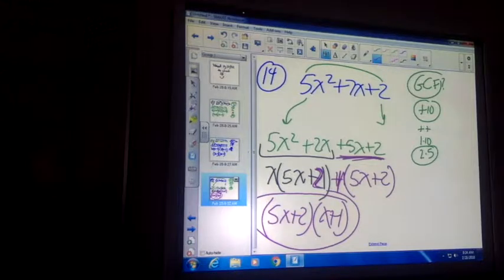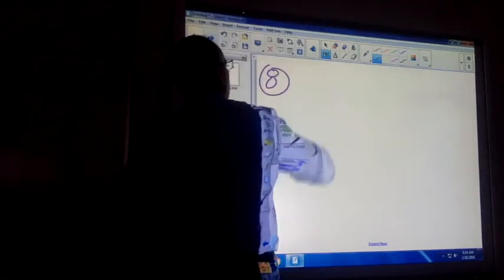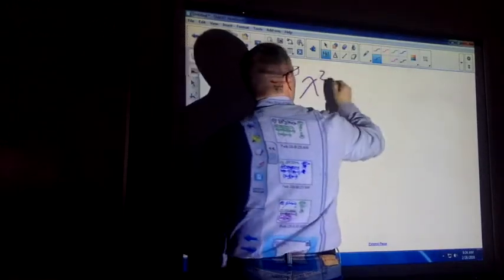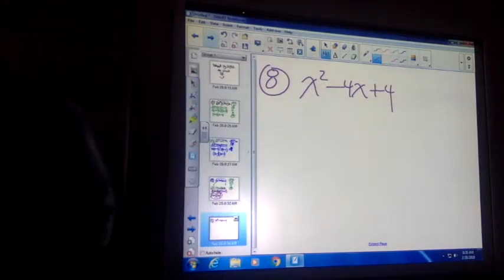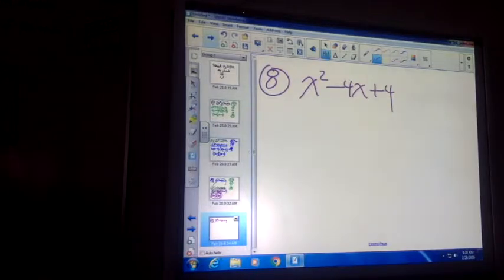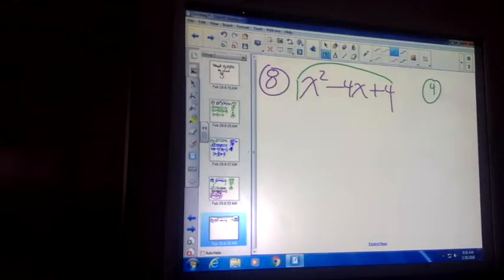Number 8, please. X squared minus 4x plus 4. Okay. Greatest common factor? Nope, no greatest common factor. What's my magic number? 4. Multiply the first times the last. There's a 1 right there. So 4. Are they both positive, both negative? In order to get to a positive 4, I have to have the exact same sign. So they both have to be negative, negative.